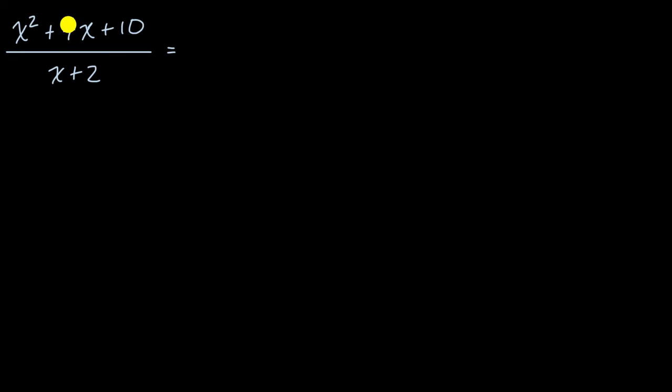But what two numbers add up to 7, and when you multiply them, you get 10? Well, that would be 2 and 5. So we could rewrite that numerator as x plus 2 times x plus 5. And then, of course, in the denominator, you still have x plus 2. And then we clearly see we have a common factor.